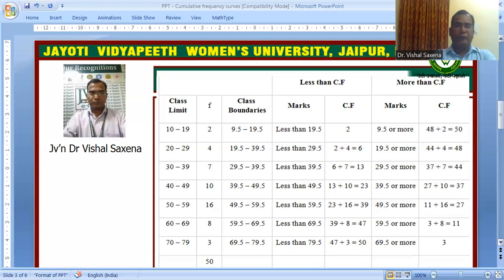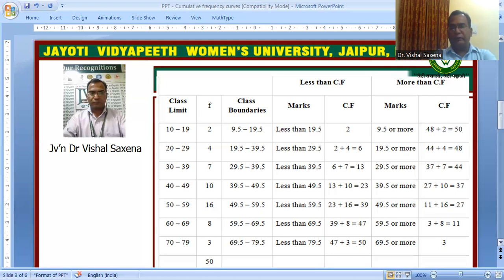Now, what are the cumulative frequencies for the less than? For less than 19.5, the cumulative frequency is given by 2. For less than 29.5, the cumulative frequency is 2 plus 4, that becomes 6. For less than 39.5, the cumulative frequency becomes 13. It is 6 plus 7, and so on.